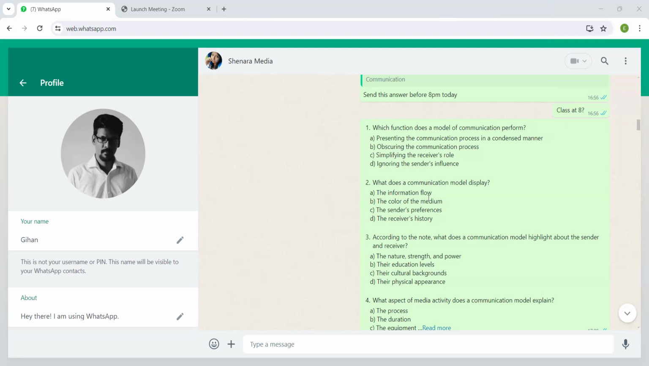Which function does a model of communication perform? Answer number... A. Present the communication process in a condensed manner. Correct.